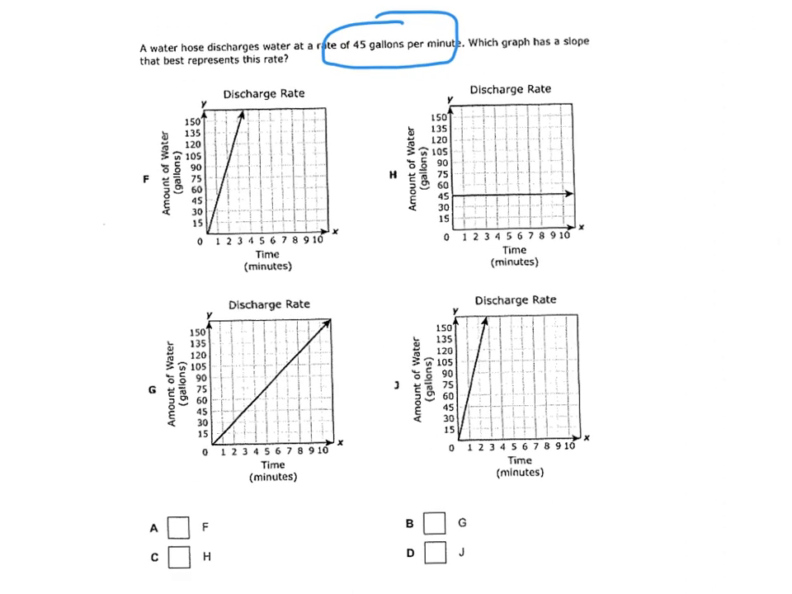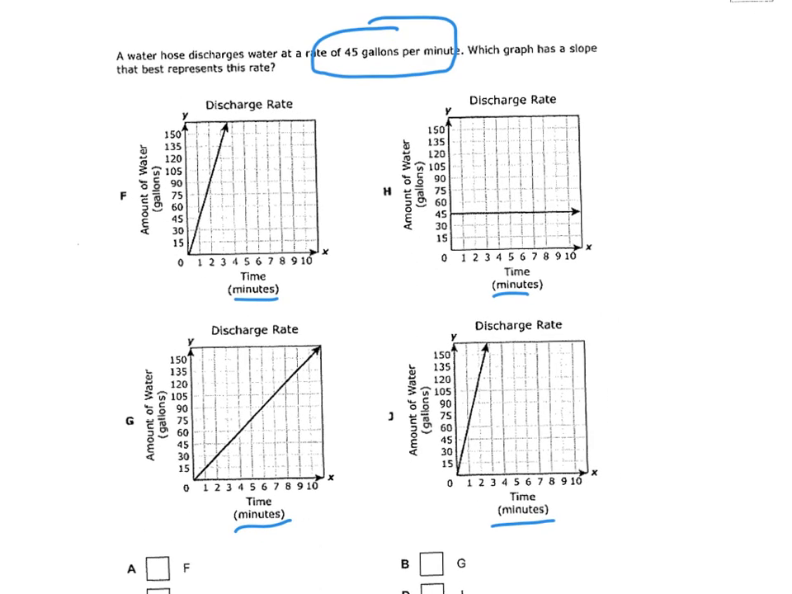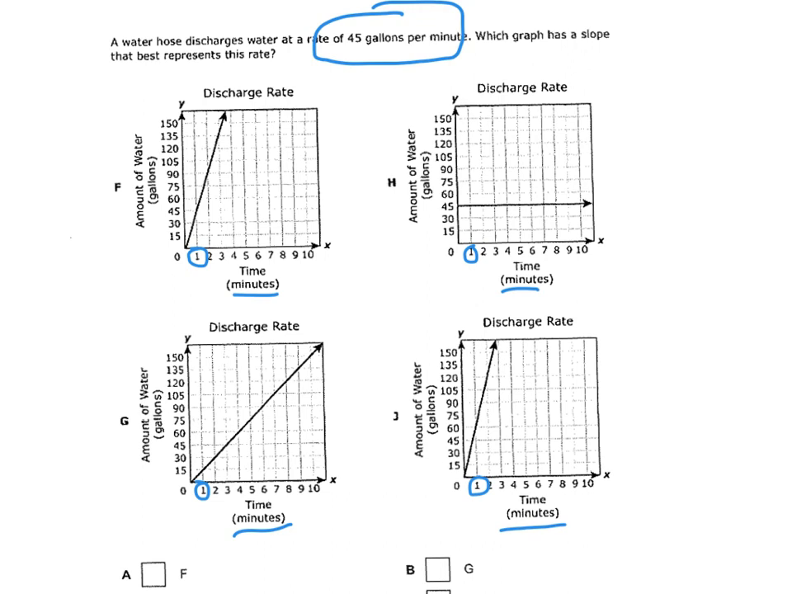So number 1, a water hose discharges water at a rate of 45 gallons per minute, so per 1 minute. Which graph has a slope that best represents this rate? So I can look at these graphs, and all of them on the X have minutes. And so if it's 45 gallons in 1 minute, that means I need to look at the 1 on each graph, and it should be crossing at 45. So looking at F, I can make a point here, and that is at 45.